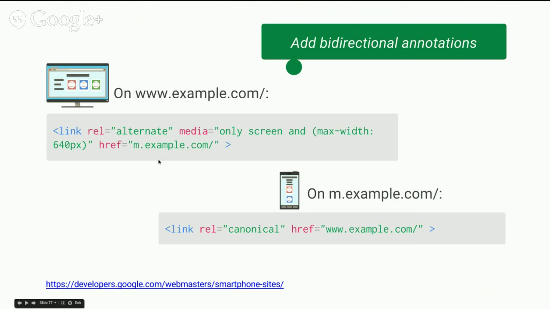This is something you have to do on every corresponding matching page. So let's say you have example.com/products and m.example.com/products. You would do the same bidirectional annotation, and so on and down the line. This is assuming that some or all of the pages on your desktop site have corresponding m-dot versions.